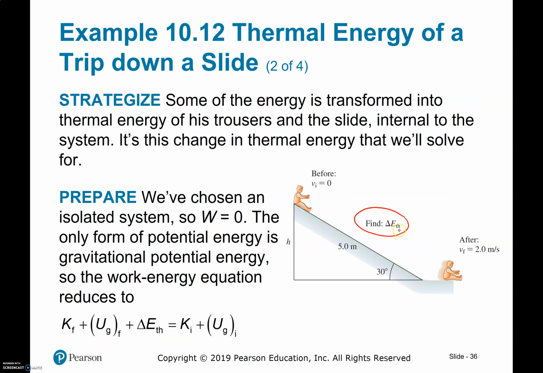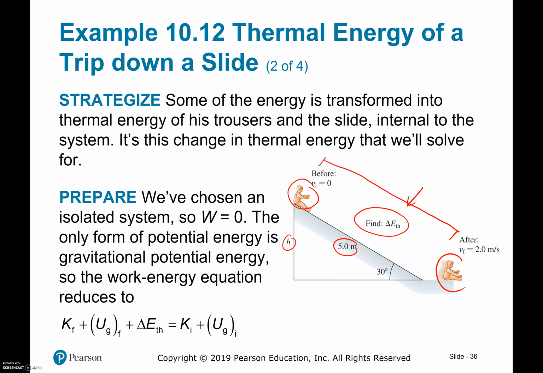So a picture of the whole thing is this. Quinn is here initially, the initial velocity is 0, and then he comes down the slide, and the final velocity is 2 meters per second. So you have h here, that's the height of the slide, and this is 5 meters, this length here. These are two different lengths. And so we want to find out how much thermal energy is released.